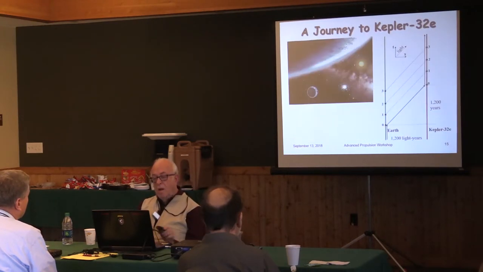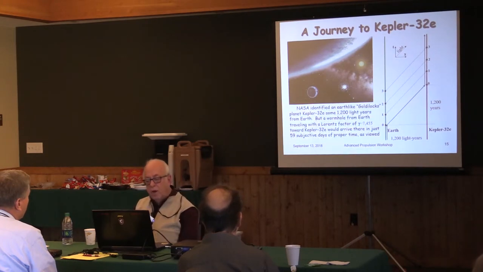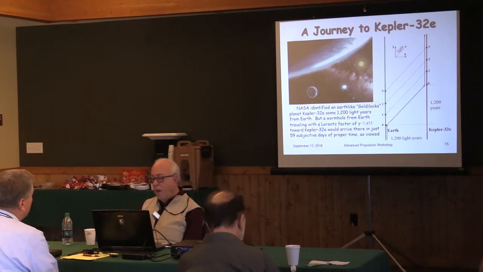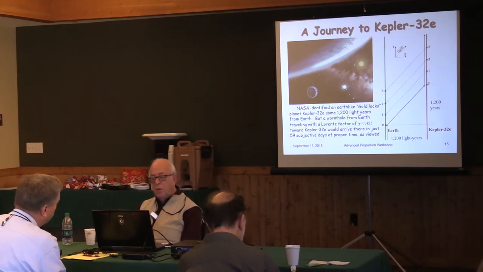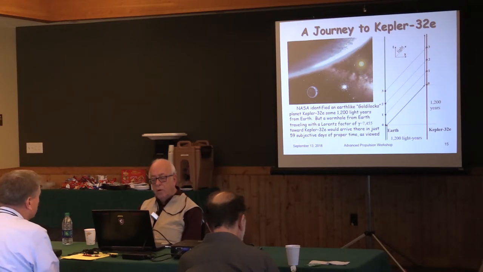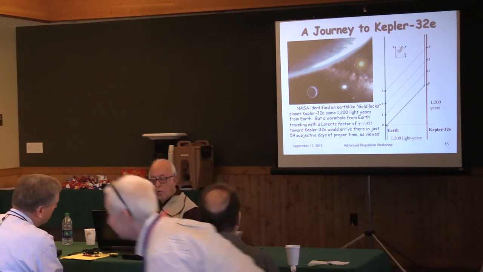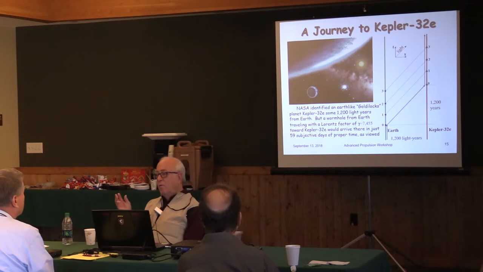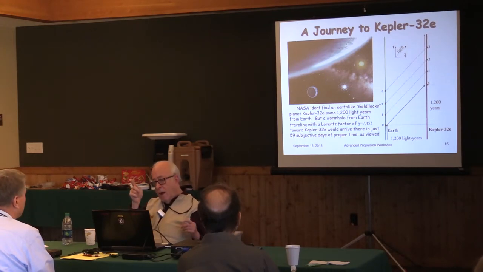Okay, so NASA a few years ago identified an Earth-like Goldilocks planet called Kepler-32e. So let's use that as an example. Kepler-32e is supposed to be 1,200 light years from Earth. So let's accelerate one of our wormholes, of which we have a large number now, at the LHC and point it in the direction of Kepler-32e.